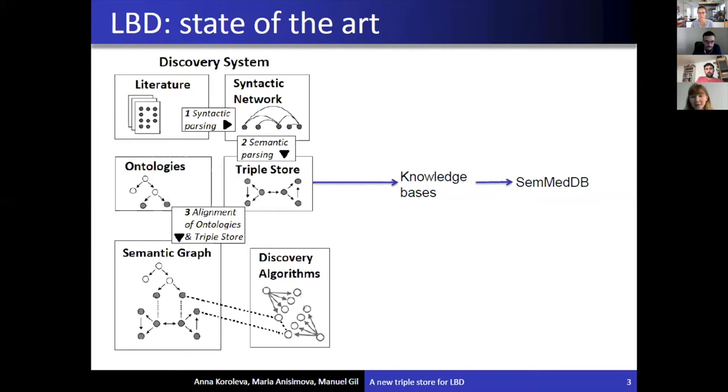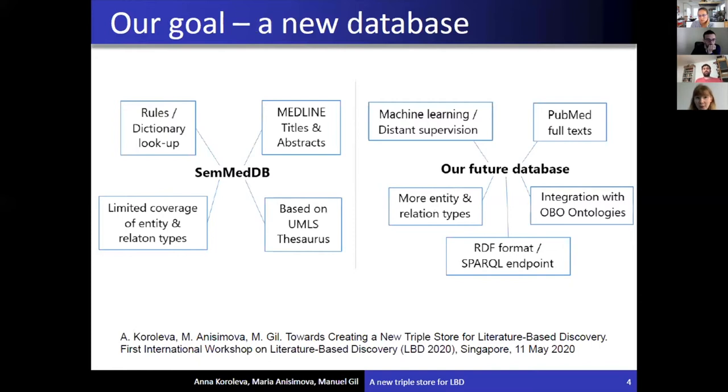And so for us, the most interesting point is the triple stores, because most of the LBD systems do not make the first two steps themselves. They just use some existing triple store. And so the most commonly used knowledge base for LBD is called SemMedDB. But although it's widely used, it has some limitations. And so this motivates our work. Our goal is to create a new database for LBD addressing the limitations of SemMedDB.